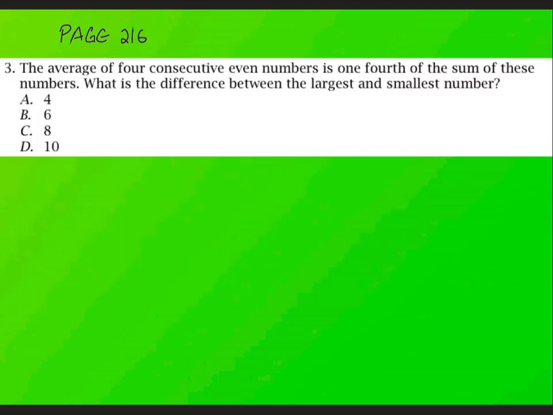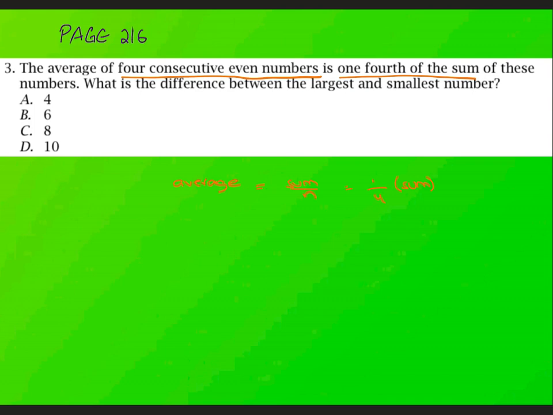Now what we have is average of 4 consecutive even numbers. It's 1/4 of the sum. Now this is something which we already know. The average is basically sum upon n. So the average of 4 numbers is going to be 1/4 of the sum, or sum by 4, which is the same thing. So this first statement is not really helping much because this is a fact.